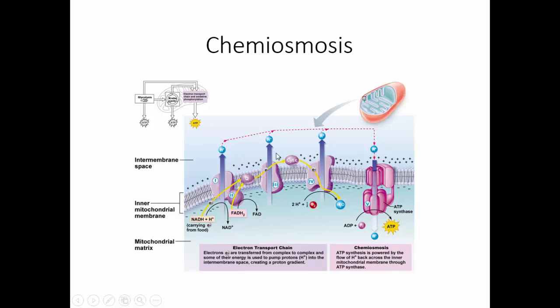So we have a strong electrical gradient here, positive this side, negative this side. When we open up this gate and let these hydrogens through, they flow very, very quickly, and that is what gives us the energy to make ATP. This is an example of oxidative phosphorylation.